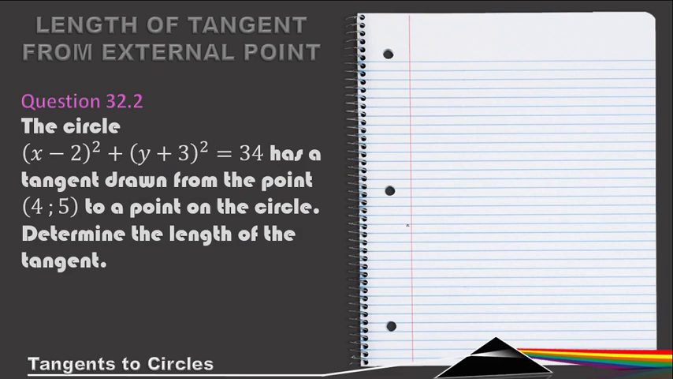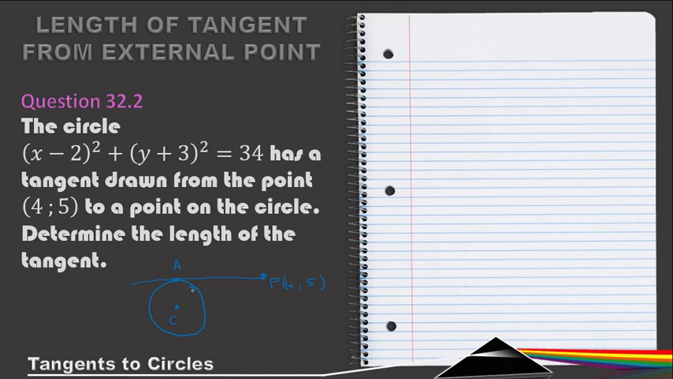Then for the circle (x minus 2) squared plus (y plus 3) squared equals 34, there is a tangent drawn from this point. So once again, let's draw it. Our point is somewhere on the outside, which is (4, 5), and then we determine the length of the tangent. So I'm going to name these again. This tangent goes through there. I'm going to name it A again, and the center of the circle, I'm going to say is C.